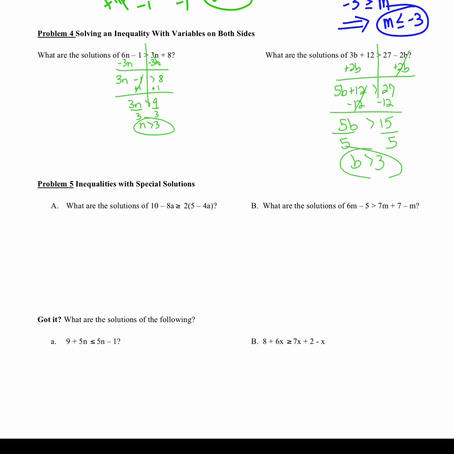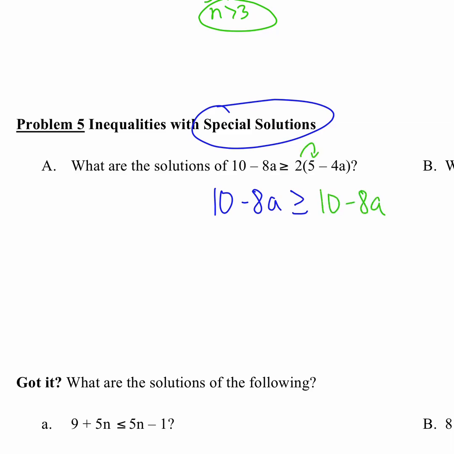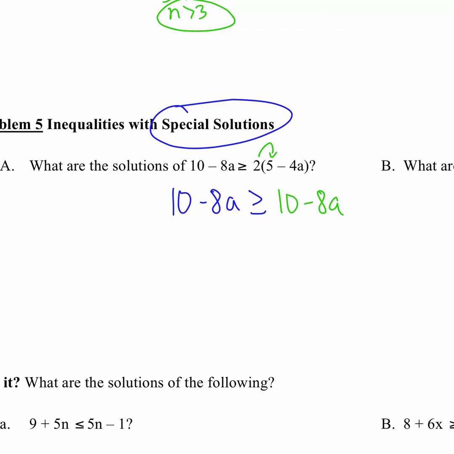All right, and then we come down to our last few problems here. So what are the solutions? Special solutions here. So 10 minus 8a is greater than or equal to, distribute, 10 minus 8a. Okay, please, whatever you do, don't start writing no solution, infinite solution, all that jazz, because you need to go the entire way with these ones. Okay, and I will show you why here once we get through these 4 problems.